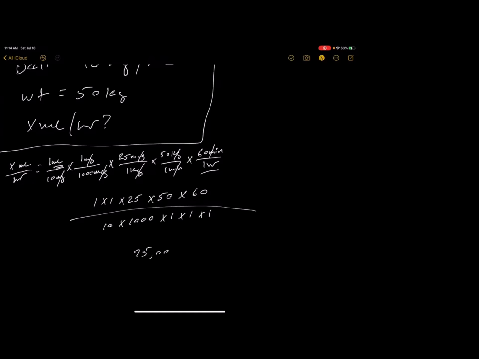Over 10,000. Divided by 10,000 gives you what, 7.5 mLs per hour. Did it say round to the nearest whole number or did it leave it at the 10th?